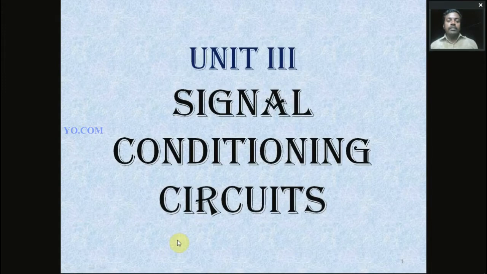So the circuit performs some modification in the incoming signal. That circuit may amplify, filter, equalize, or apply some mathematical operations over that signal. That is a signal conditioning amplifier or signal conditioning circuit. Okay, so that is unit 3. Let us enter into the video.